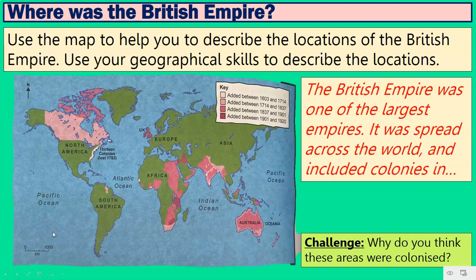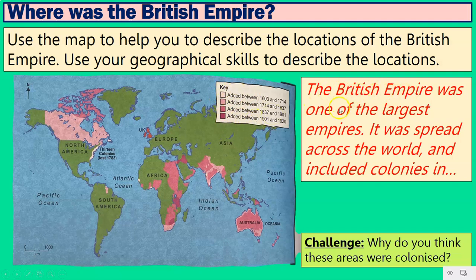So what I have here for you is a map. We're going to look at where the British Empire was. This is a map of the world, so you've got lots of different parts, and what I would like you to do now is to use this map to help you to describe the locations of the British Empire. You can use your geographical skills, think about that clock technique that you use in geography, to describe the locations of the British Empire. If you want to take it a step further, you could talk about when those places were colonised.